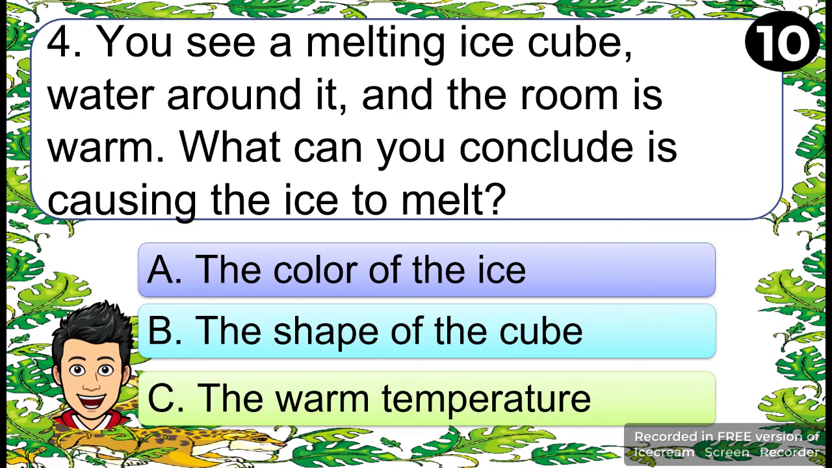Number 4. You see a melting ice cube. There is water around it and the room is warm. What can you conclude is causing the ice to melt? A. The color of the ice. B. The shape of the cube. C. The warm temperature.